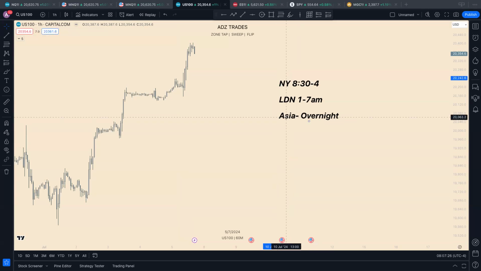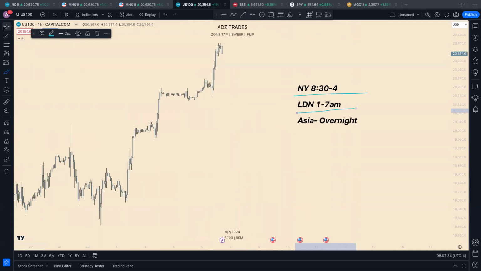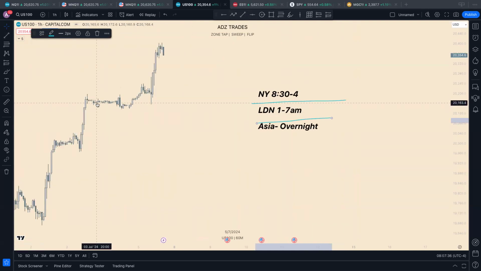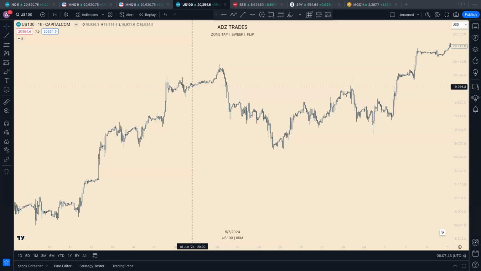So which session are you going to trade? Well, ideally, I'm always going to recommend sticking to New York and sticking to London. Because if you see, for example, this area here, this is the Asian session. This area here, this is the Asian session. Find more examples. This session here, right?